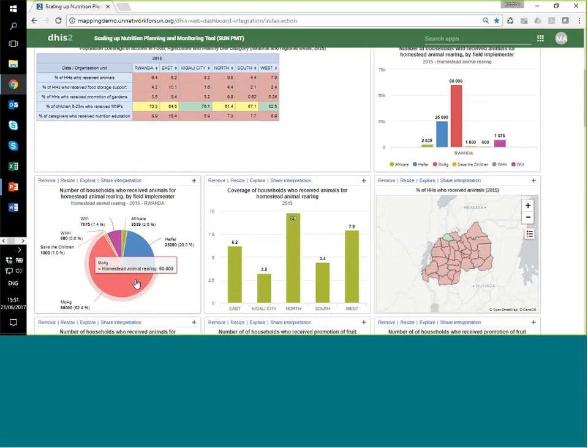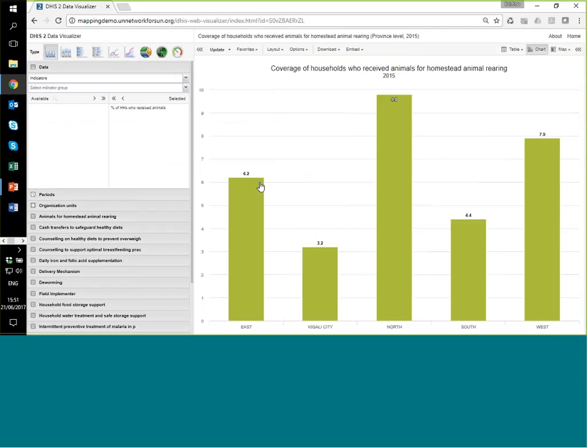Another feature of DHIS2 data visualization is that we can also manipulate these graphs and take a closer look or change them slightly in a very easy way. So we first, for example, will look at the coverage of beneficiaries, or households in this case, who are receiving animals for homestead animal rearing. And here you can see that this data is disaggregated at the province level. You can see the provinces on the x-axis at the bottom of the screen.